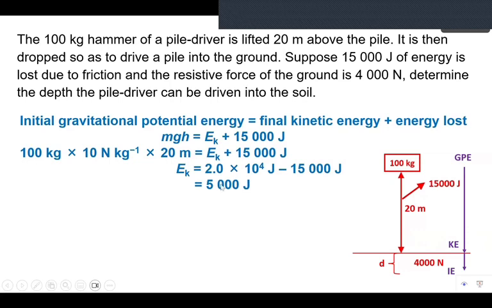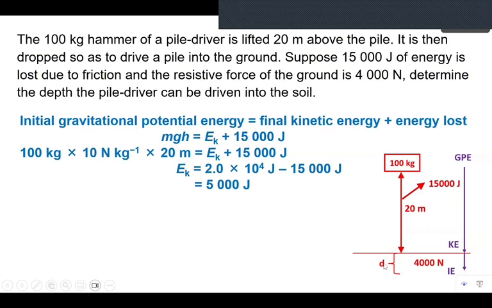Okay, but that is not what I am interested in. I am interested in how much is the depth over here. So if the kinetic energy is 5,000, all these 5,000 must be converted or transferred into the internal store of the hammer and the pile. So there will be 5,000 joules of energy. This 5,000 joules will all become internal energy.